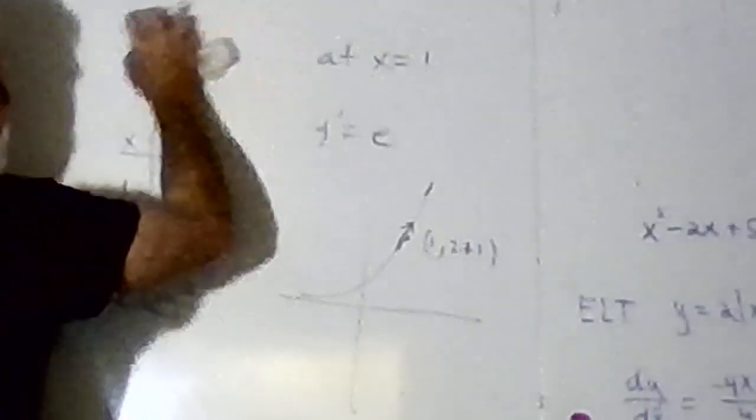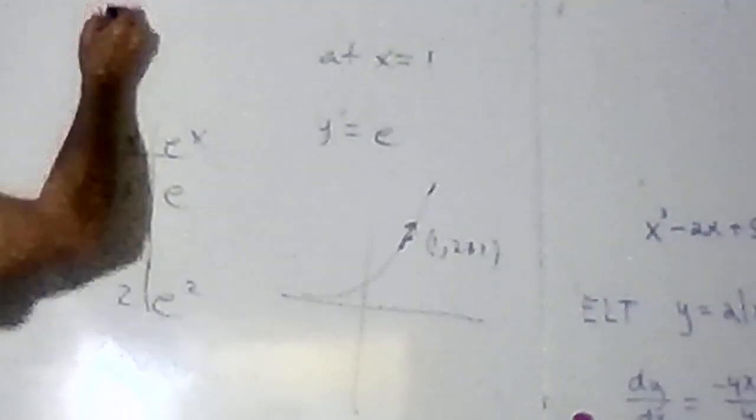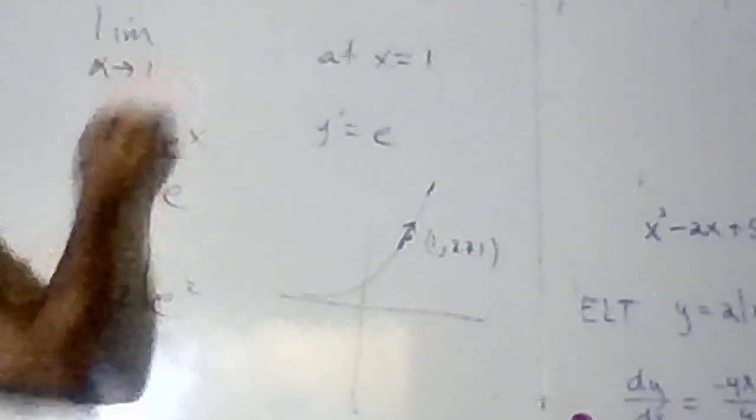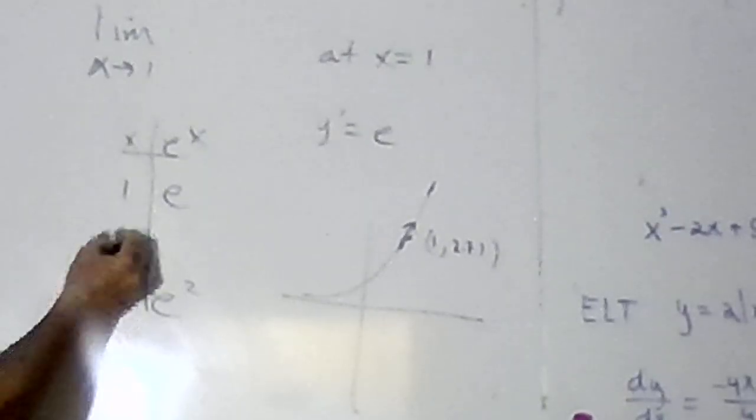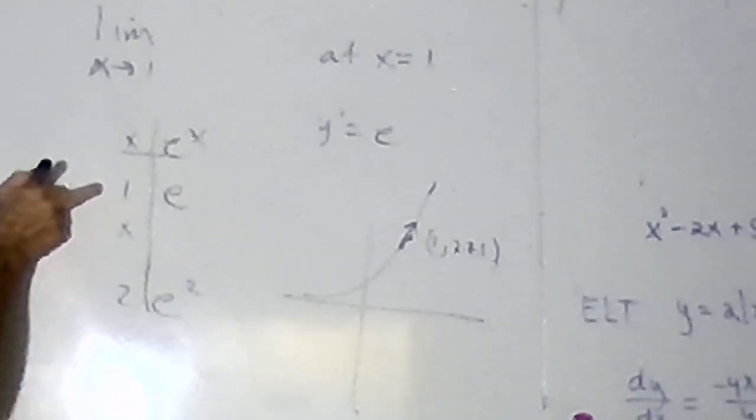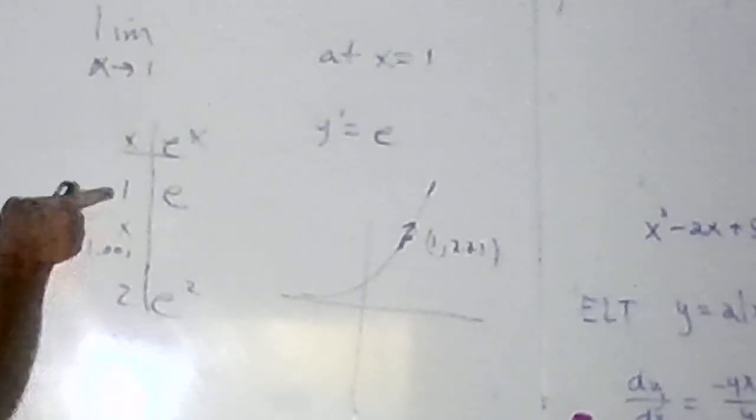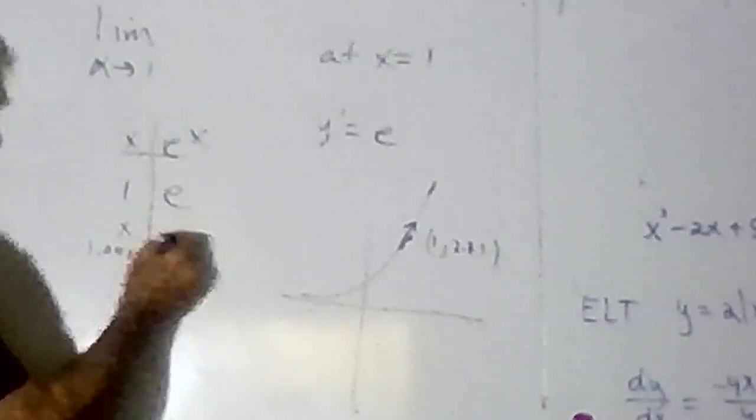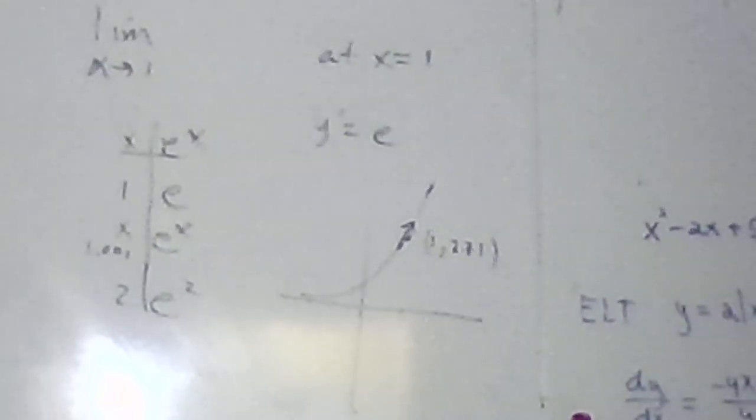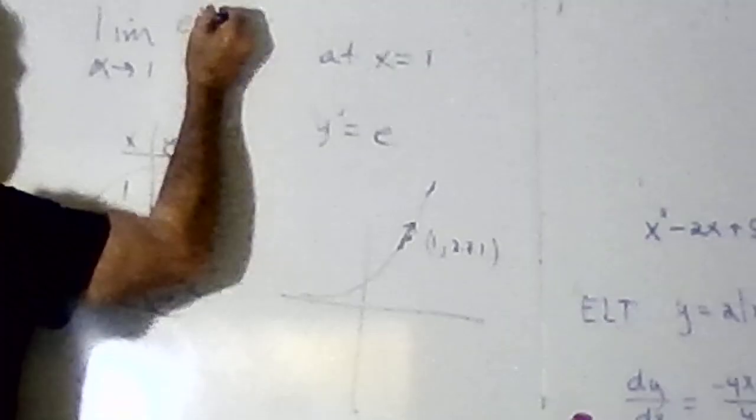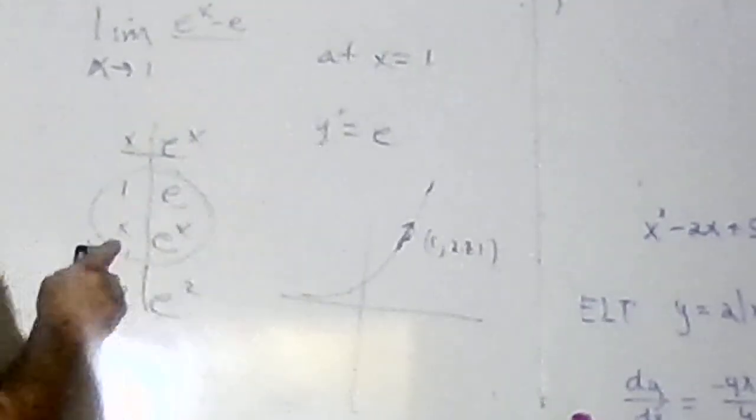Well, that's not hard. That's the limit as x goes to 1. There's my x. It's getting closer to 1. I'm looking at 1.001, and that x is even closer, and so this is e to the x. Well, how do you compute slope? Well, e to the x minus e over x minus 1.